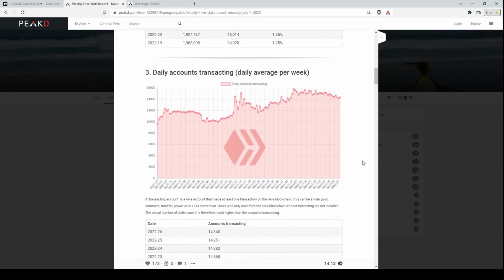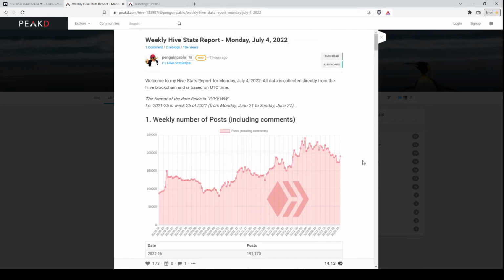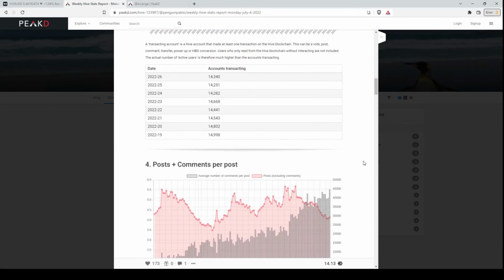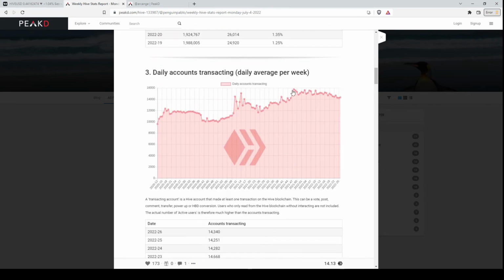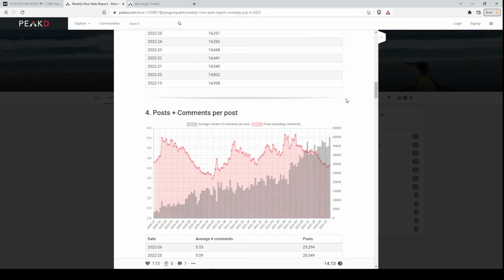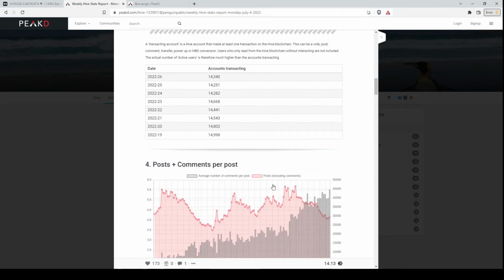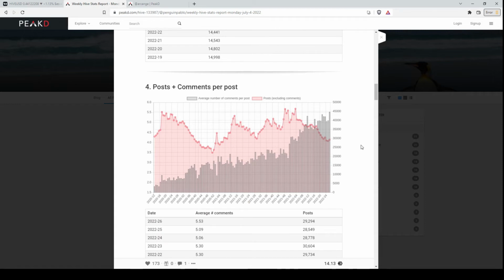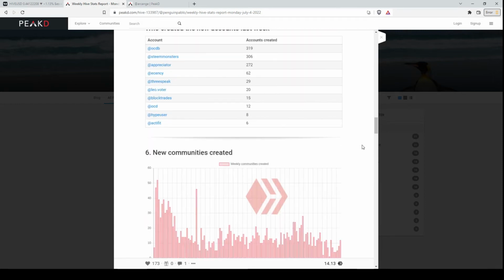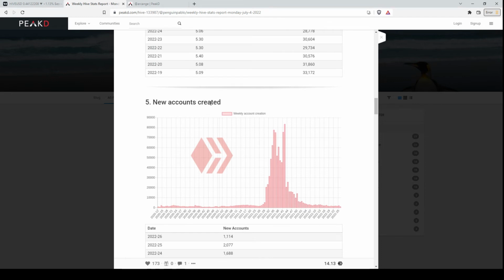But if we have a look at the number of transactions, it's relatively stable. So probably most people are just using the HIVE ecosystem instead of blogging. They probably just write some comments or do some other things. But I want to say that the number of active bloggers is declining, so this is a negative sign in my view. And the next one is that the number of new accounts created is relatively low.